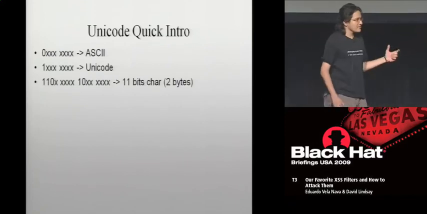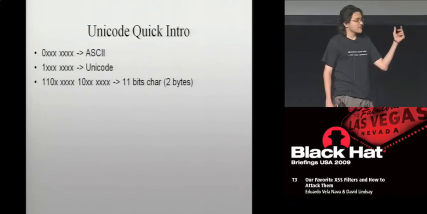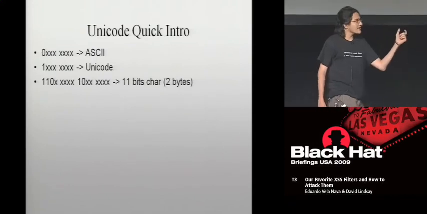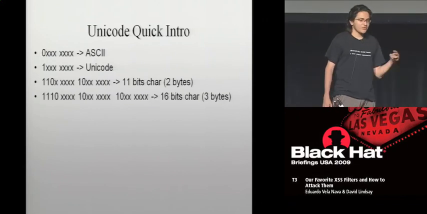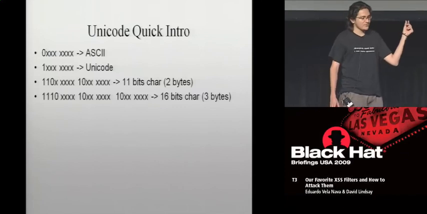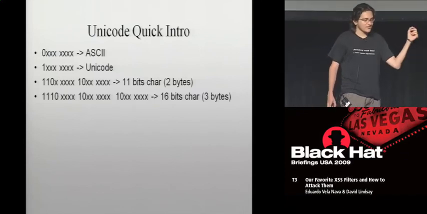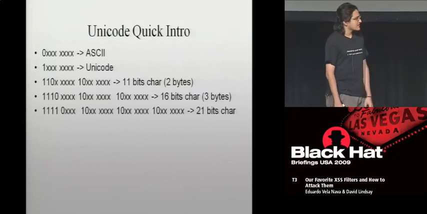And then there are several rules. The first three bits have to be 110 for 2 bytes, and then the second one, 10 and anything. And if you want 3 bytes, it will be a 16-bit char, and it will have to be 1110, and then 10, etc., and so on.